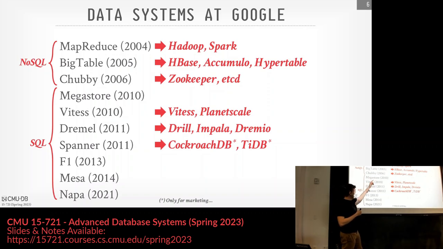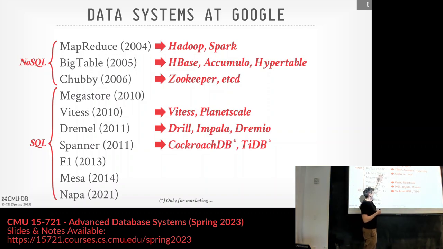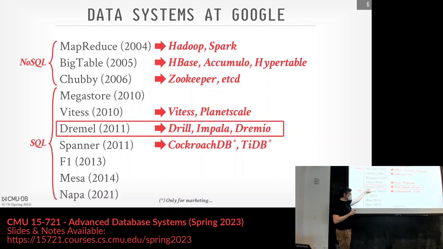And then ZooKeeper was a big deal for doing distributed state management. But the one we're going to focus on here is obviously Dremel. And then the open source clones of them, or systems that are heavily inspired by them, were Drill, Impala, and Dremio. We'll cover these in a second.